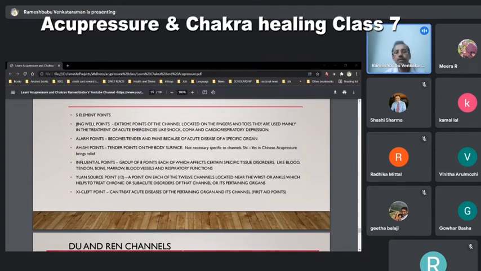Jing-well points are the points located at the extremities, like fingers or toes. The importance of these points is that they help to treat acute emergencies, like shock, coma, or anything similar. Then alarm points and Ashi points, we discussed those. These 2 types of points help you with diagnosis. Not any serious diagnosis, but we can understand that diagnosis in Chinese medicine is not done using points.